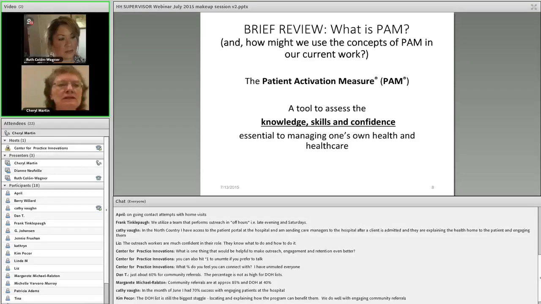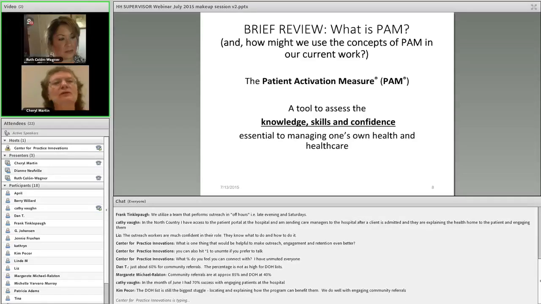So this is a tool to assess the knowledge, skills, and confidence essential to managing one's own health and health care. This is crucial and has always been crucial for folks. The only person that can help us be healthy is ourselves. And our taking that responsibility, having the confidence to do it, having it be something that we focus on a daily basis is the thing that will really make a difference for any of us in our health. So that's where the patient activation measure came from.